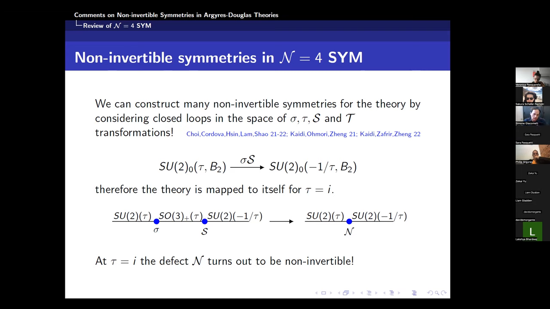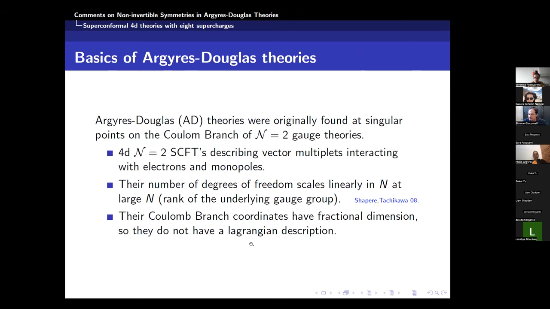And what we want to argue is that this construction applies also to a class of strongly coupled Argyres-Douglas theories, which I'm going to introduce now. Okay. Are there any questions so far?